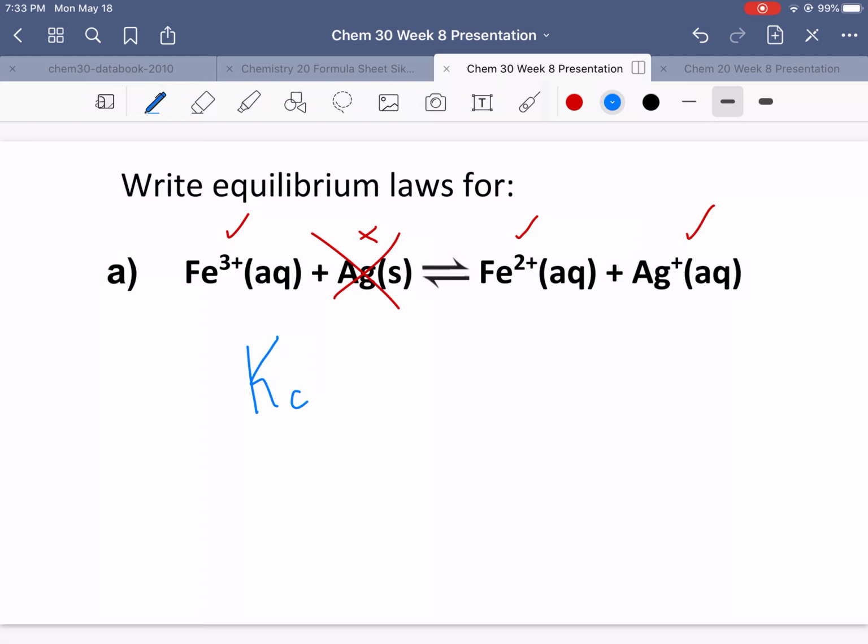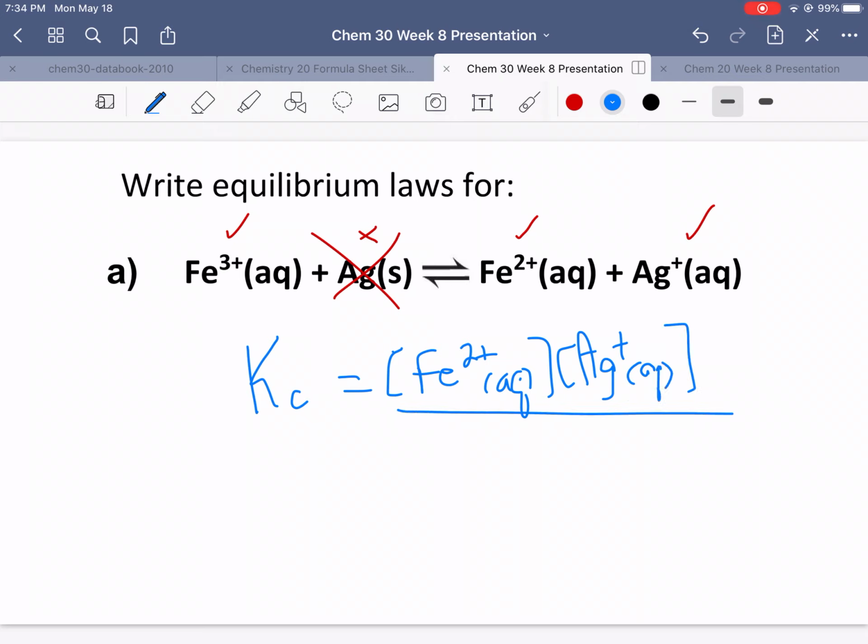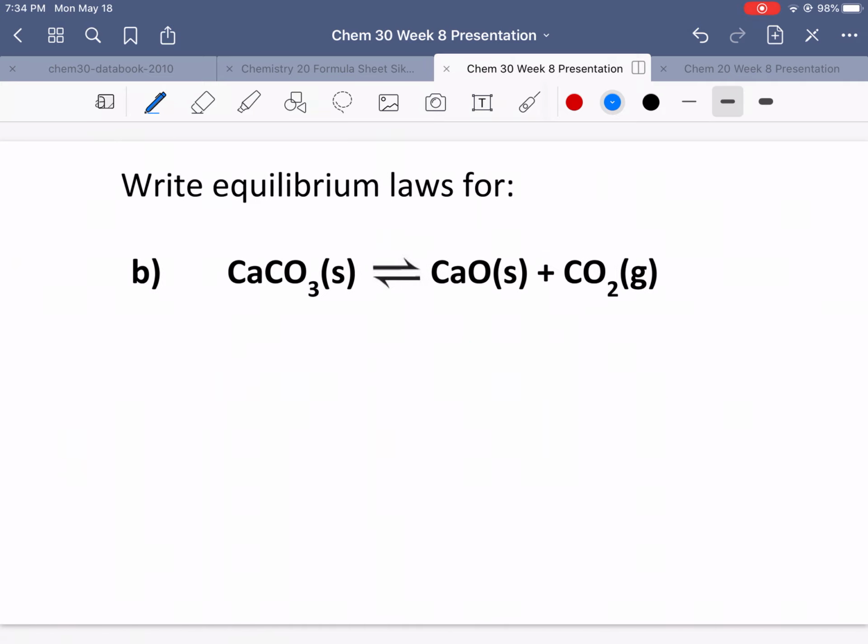So when you write the equilibrium law, we would say Kc is equal to the concentration of the iron 2 plus ion times the concentration of the silver plus ion, all divided by, again, leave out the silver solid, the concentration of the iron 3 plus ion. Yes, it is that simple. Hopefully you can start to see where we're going with this in the next lesson, where we're going to plug numbers in for these, right? But you got to get the laws right first. Check out the next example.